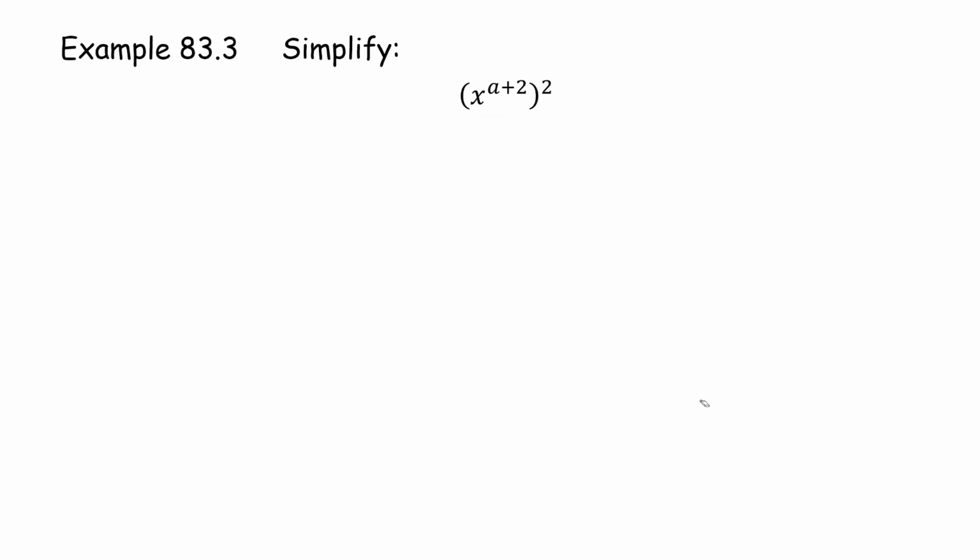Okay, here's another one. We're raising a power to another power. So we've got x to the a plus 2 raised to the second power, which means that we need to multiply those exponents. So we're multiplying a plus 2 times 2. So we've got x to the 2a plus 4.